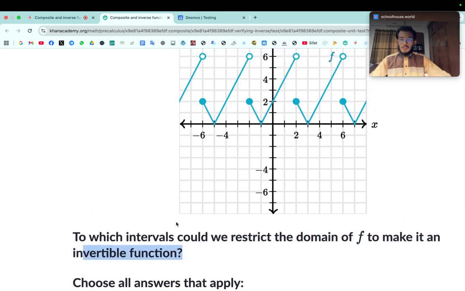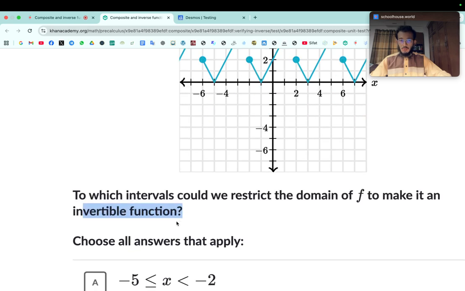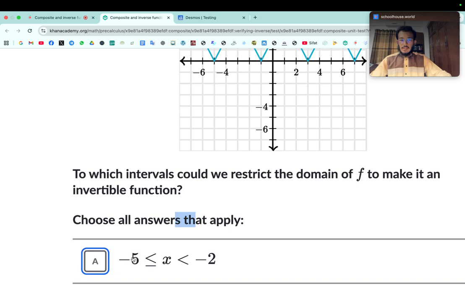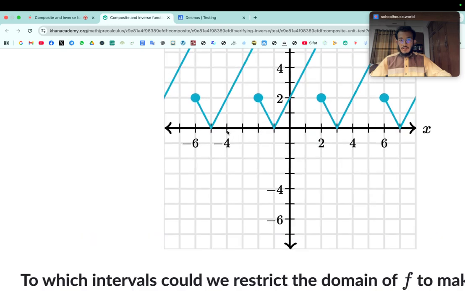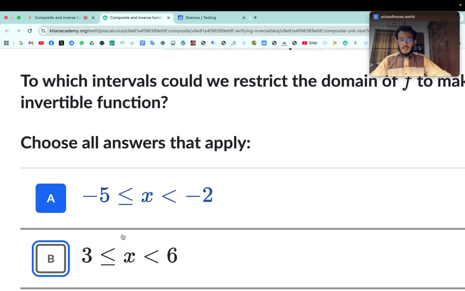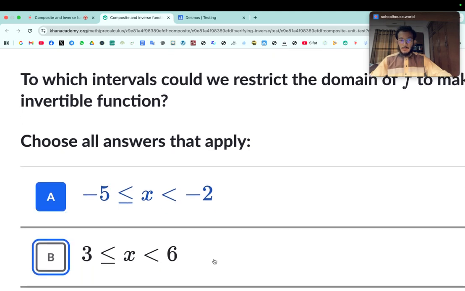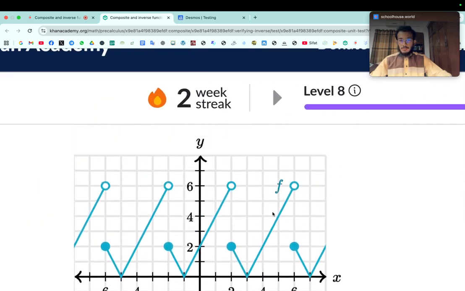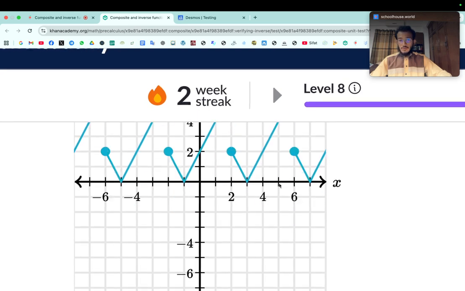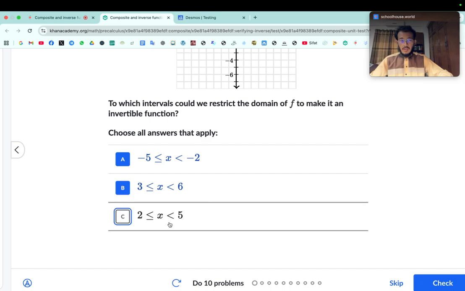So basically we should have a one-to-one relationship of the function, and we have multiple answers we can see. If we restrict the domain to -5 up until -2, let's see what we have. From -5 to -2, as we can see here, we do have a one-to-one relationship, so we'll choose that. For x greater than or equal to 3 but less than 6, so from 3 to less than 6, we also have a one-to-one relationship, so we will choose that.